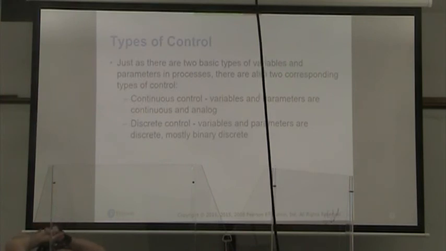All right, so our controls can also fall into the continuous control, where our variables and parameters are continuous and can take on any value between two endpoints, or discrete control, where all the variables and parameters are discrete, and a lot of times in controls, they're going to be binary.